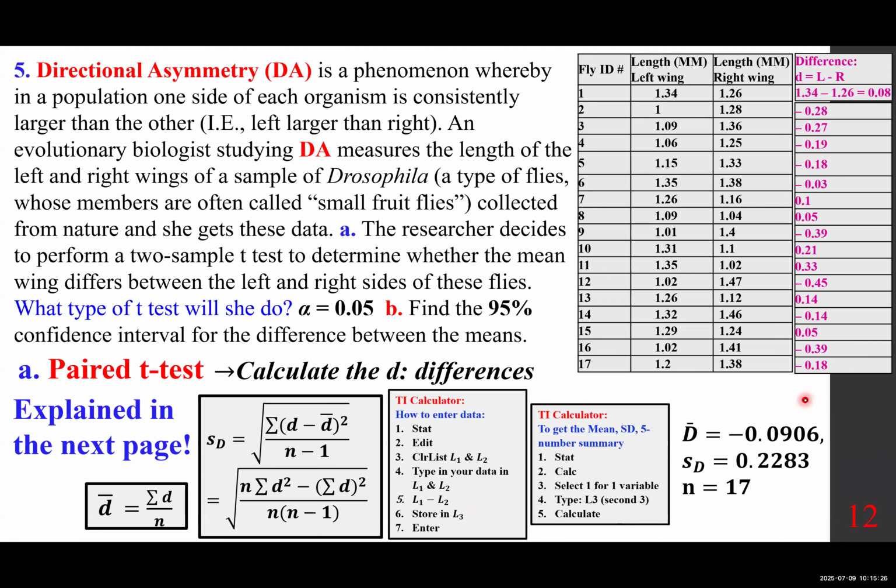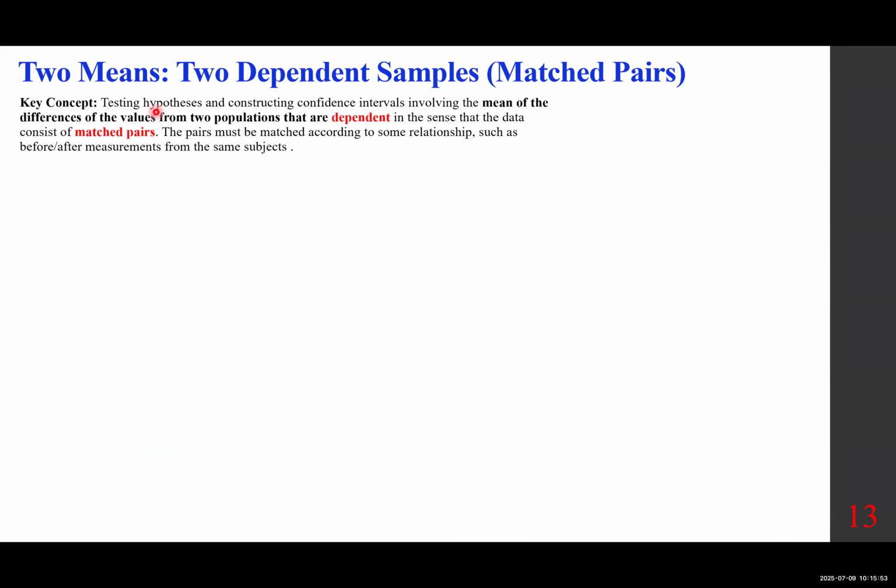So what is a paired t-test? Let's discuss. Two means two dependent samples known as matched pairs. Key concept: testing hypotheses and constructing confidence intervals involving the mean of the difference of the values from two populations that are dependent in the sense that the data consist of matched pairs. That's the meaning of it. The pairs must be matched according to some relationship, such as before and after measurement from the same subject, or in this case, the left and right.